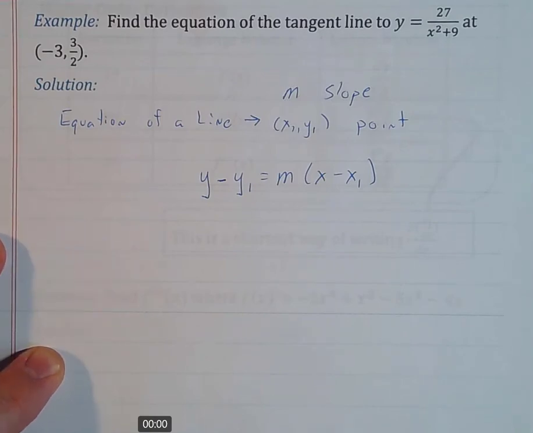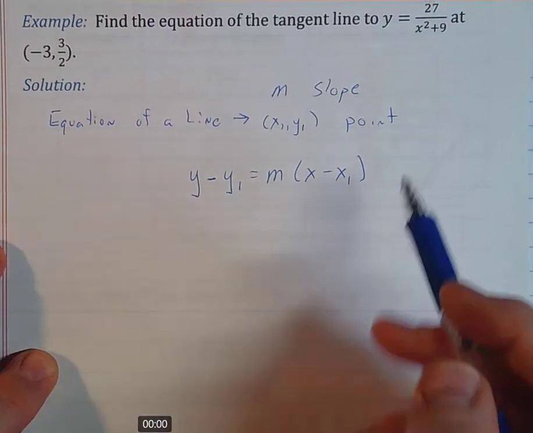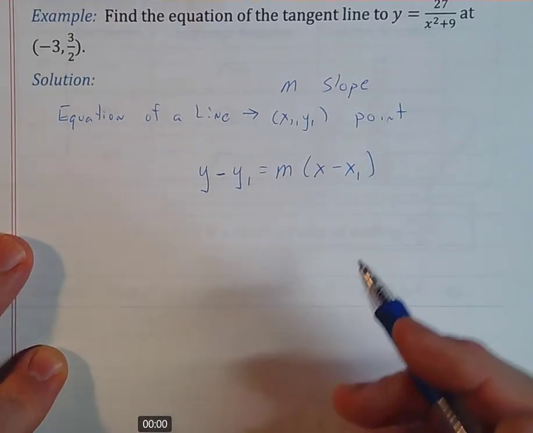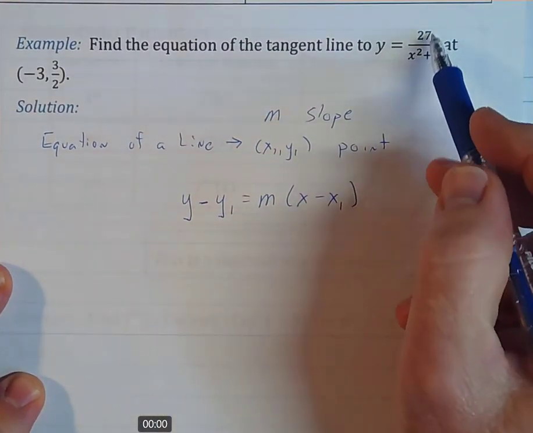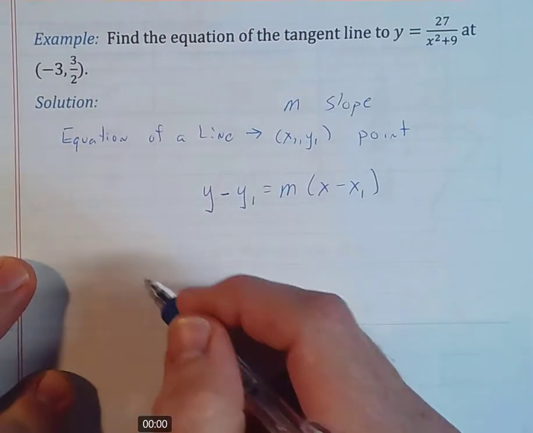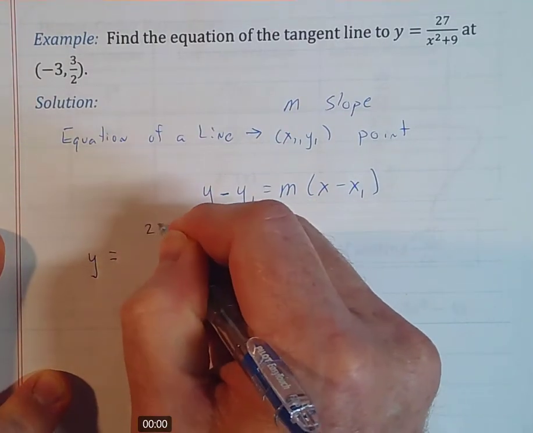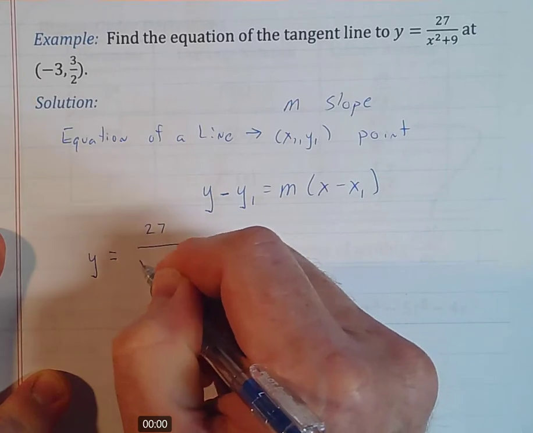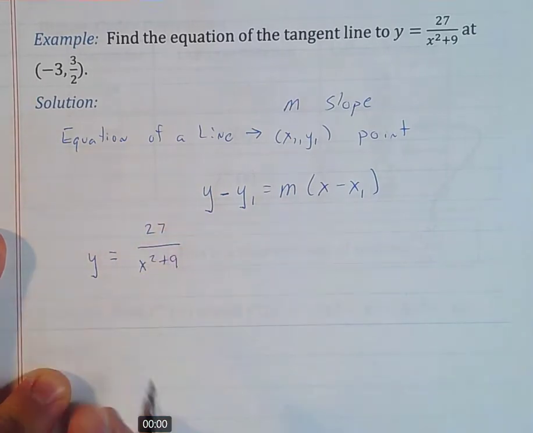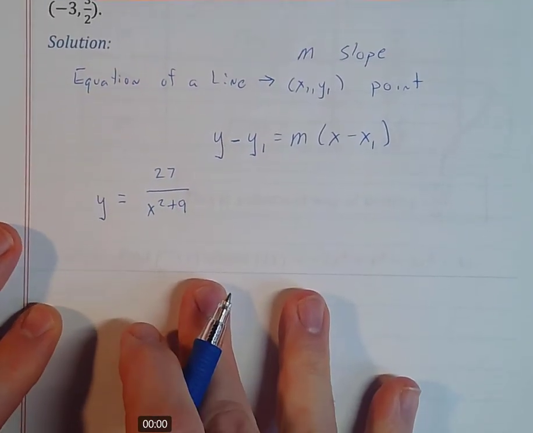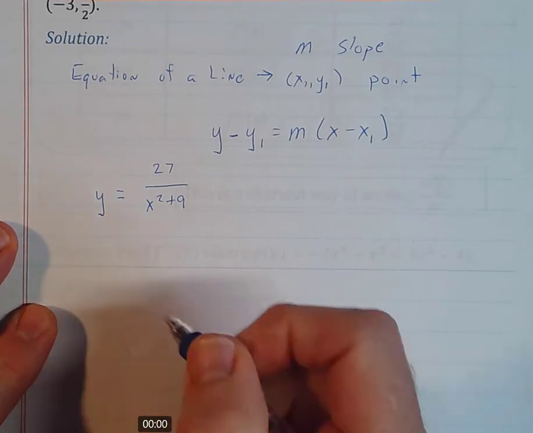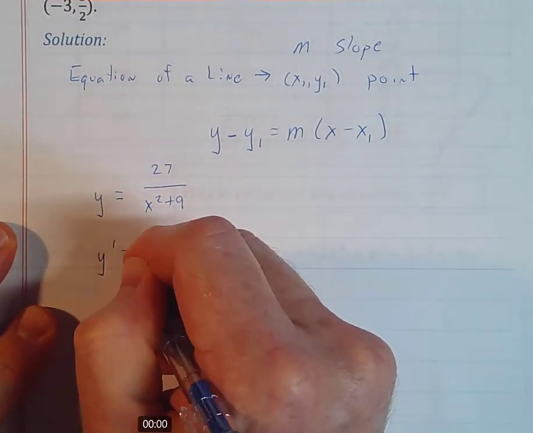They're called derivatives. And so what we need to do is find the derivative. I see here that I've got a quotient. And so I'm going to just write this down again. Y equals 27 over x squared plus 9. And now I need to go ahead and find the derivative of that. So I'm going to call that y prime.